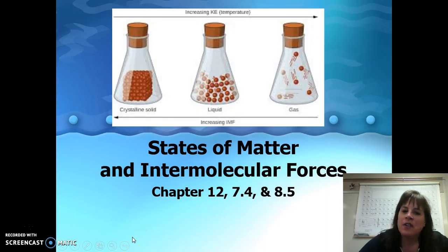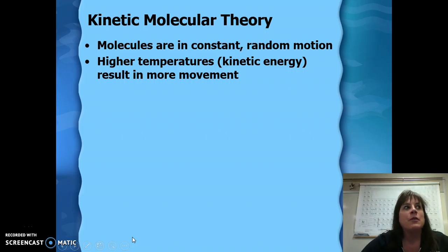In our first video on Chapter 12, we're going to talk about the states of matter and inter- and intramolecular forces. So if you remember back to Chapter 13, we talked about kinetic molecular theory and how molecules are in constant random motion, and the higher the temperature is, the more kinetic energy they have. And this applies to states of matter.